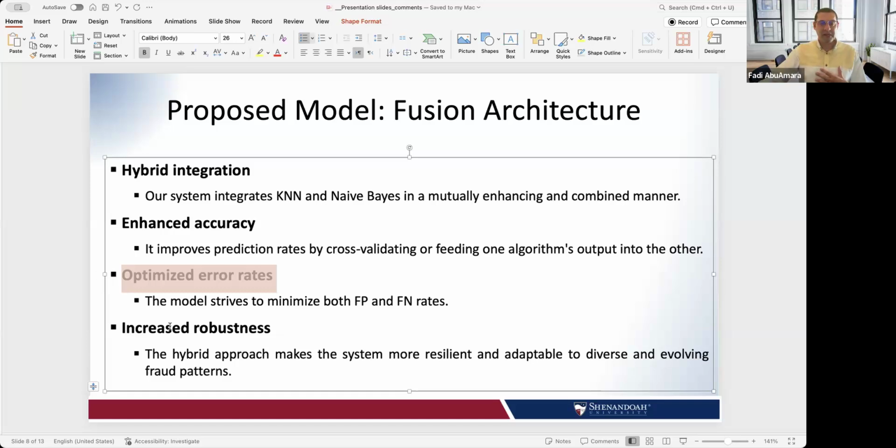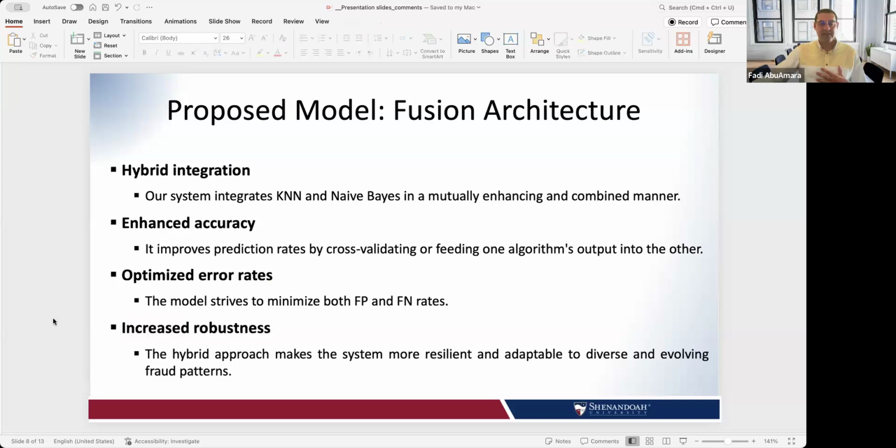What does this mean? We speak about increased robustness. This integration approach makes the system more resilient and adaptable to diverse and evolving fraud patterns. It enables the model to perform reliably even against new and sophisticated fraudulent transactions.